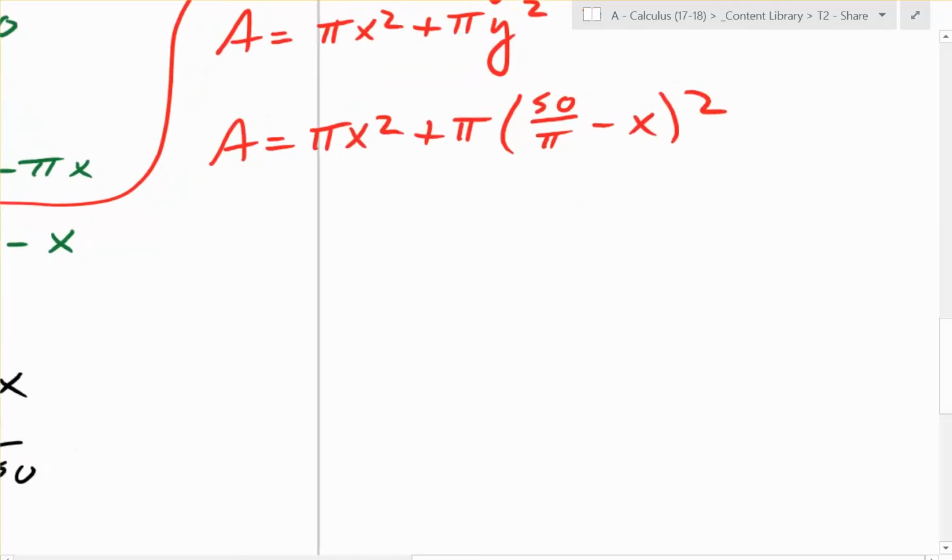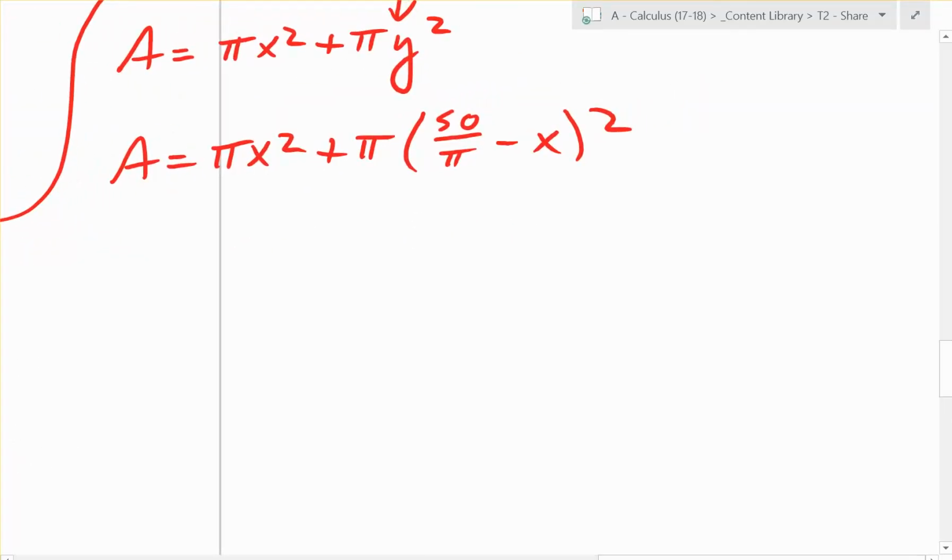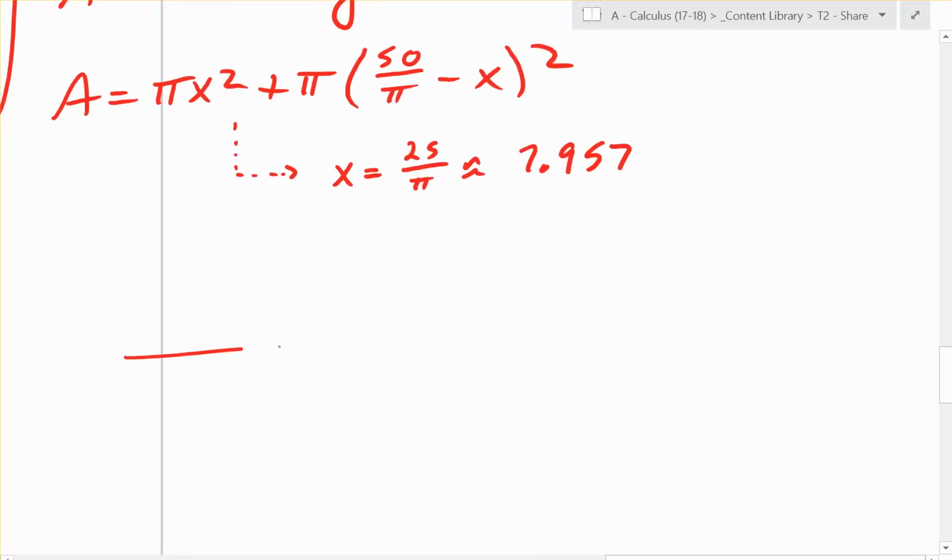And we're going to do our tried and true method of taking a derivative and setting it equal to 0. When you take the derivative and set it equal to 0, I'll let you do it out and show that x will equal 25 over pi, which is about 7.957.